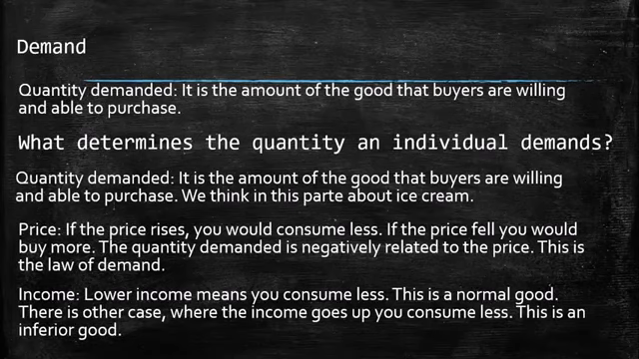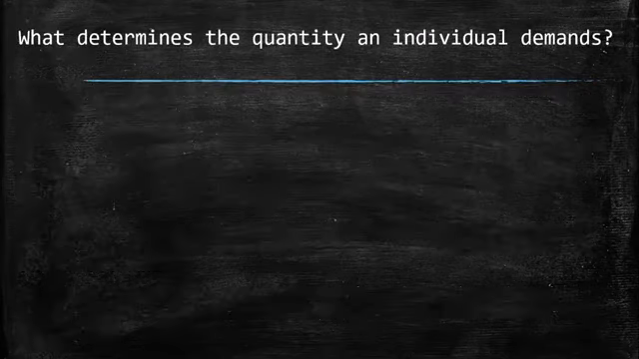There is the other case where income goes up and you consume less, so this is considered an inferior good. This could be the case with bus rides: maybe you receive more salary, so you demand fewer bus rides and you start to take more taxis. So it could be the case.